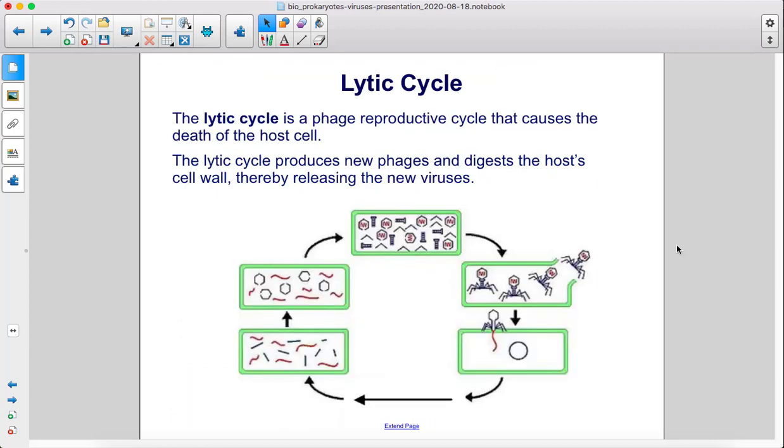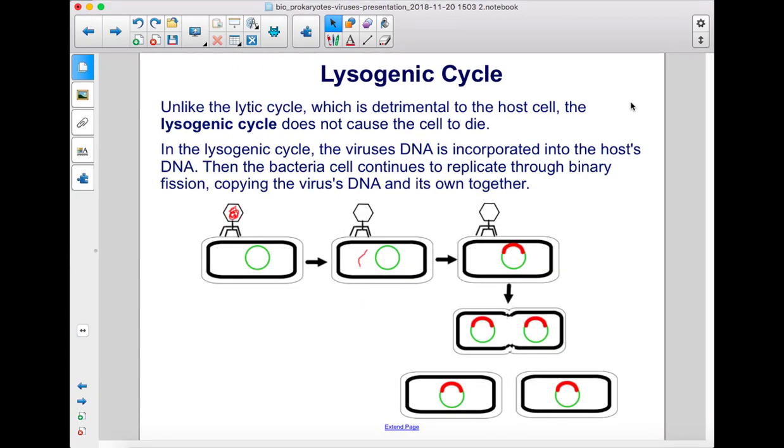The Lytic cycle is a phage reproductive cycle that causes the death of the host cell. The Lytic cycle produces new phages and digests the host's cell wall, thereby releasing the new viruses. Unlike the Lytic cycle, which is detrimental to the host cell, the Lysogenic cycle does not cause the cell to die. In the Lysogenic cycle, the virus's DNA is incorporated into the host's DNA. Then the bacteria cell continues to replicate through binary fission, copying the virus's DNA and its own together.